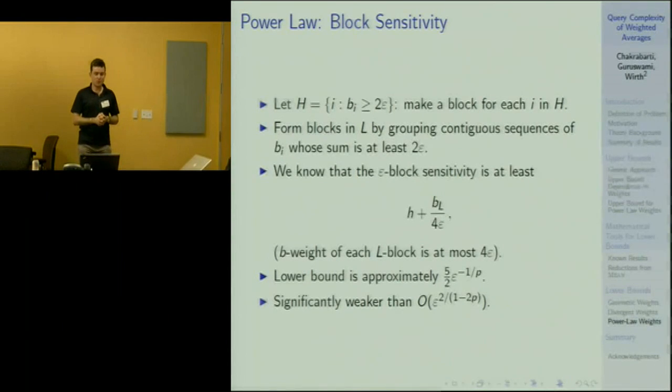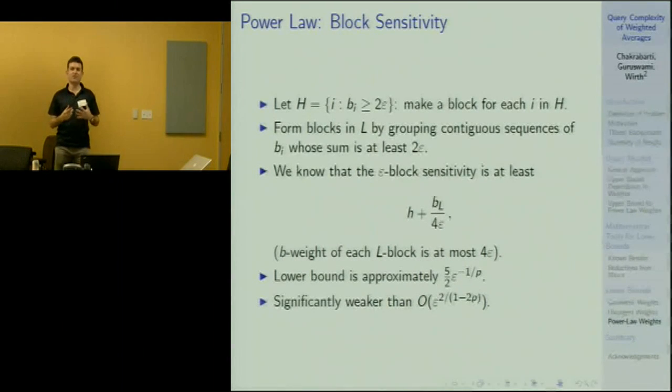Okay. So this gives us a bound on the block sensitivity: the number of very heavy terms plus the remaining weight of stuff divided by 4 epsilon. That seems to be the number of blocks you obtain. But unfortunately, if you do this, you end up with a lower bound, and I've left out the delta part and the expected value and so forth. But the important point is you end up with a bound that's something like epsilon to the minus 1 over p, which isn't quite what we hoped.